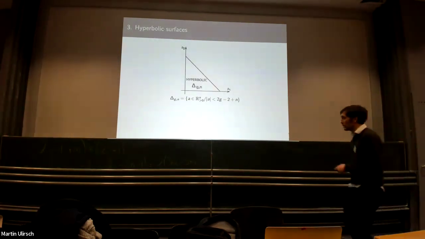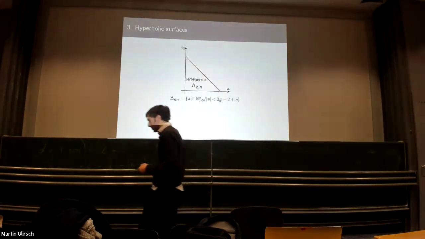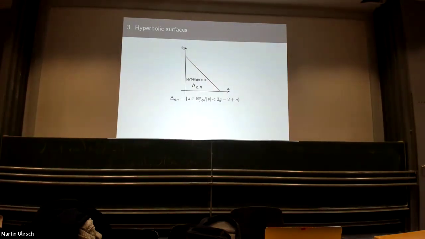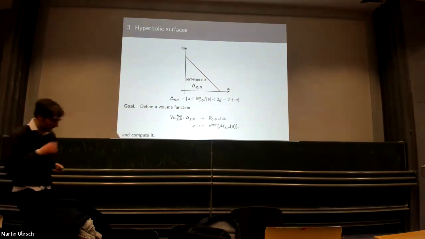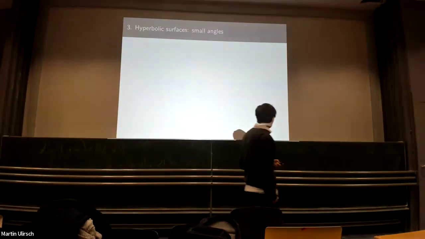Now I can go to the hyperbolic world. I don't have so much time, but that's fine because I've more or less set up everything you need. Now I will only be interested in this simplex, and I have the same rule as before: define the hyperbolic function and compute it. And for this volume, I just change all my notation; I put a subscript saying it's hyperbolic instead.